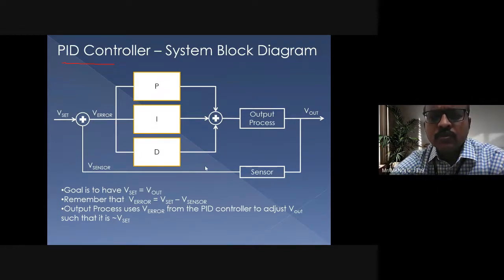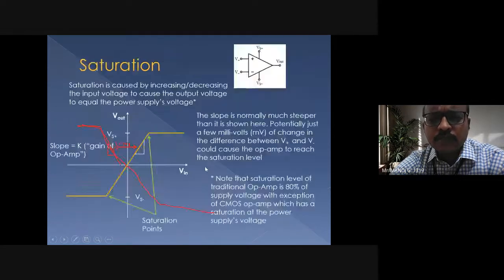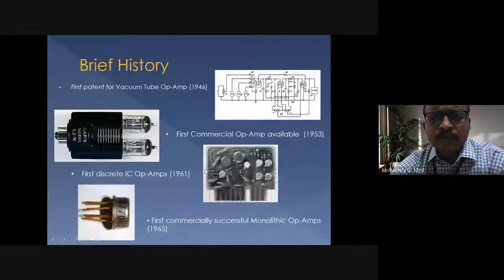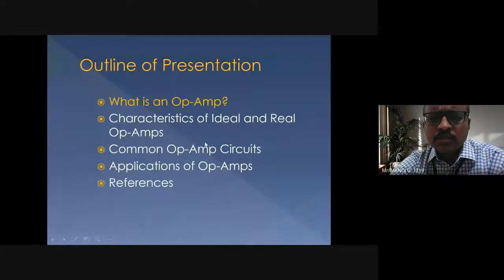So, to sum up what we have seen for the day, we have seen what an op amp is, what the characteristics of an ideal op amp are. Then we saw how common op amp circuits are constructed, their characteristics, and then some of the applications of op amps, right?